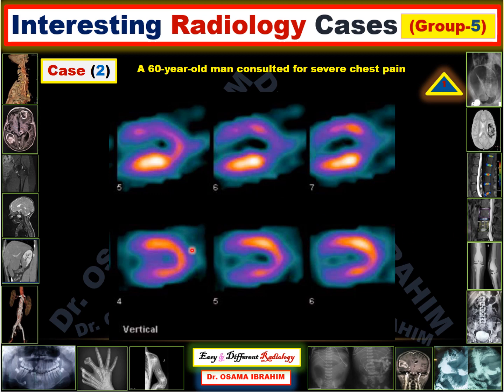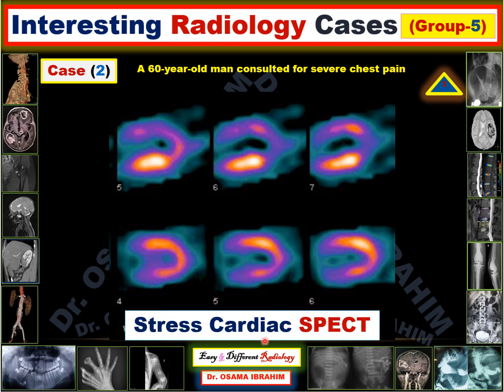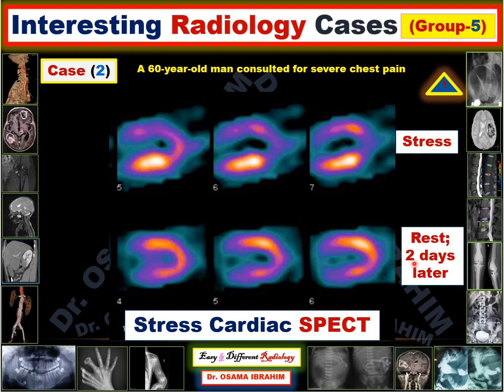Only to be familiar with nuclear medicine studies, I presented these cases. This is a case of cardiac imaging, which is called cardiac SPECT or cardiac stress SPECT, for this man who complained of chest pain. If you look, there are two rows. When you find two rows like this, the first row always represents the stress image, and the second row represents the rest image, which is usually done 2 days later in that study. I will explain in detail in the next slides.